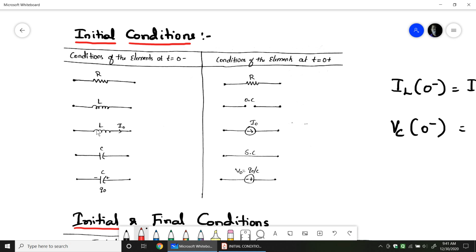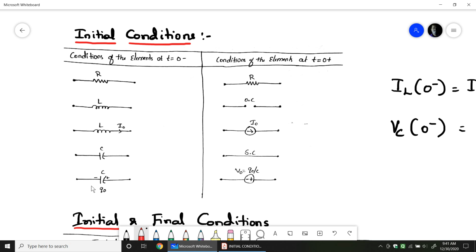Now we do have an inductor with an initial current I naught, flowing through the inductor. Therefore at t equals 0 plus, this inductor will behave as a current source of current value I naught. Similarly, we didn't have any voltage stored in the capacitor initially. Therefore at t equals 0 plus, voltage equals 0 across the capacitor, so the capacitor behaves as a short circuit.